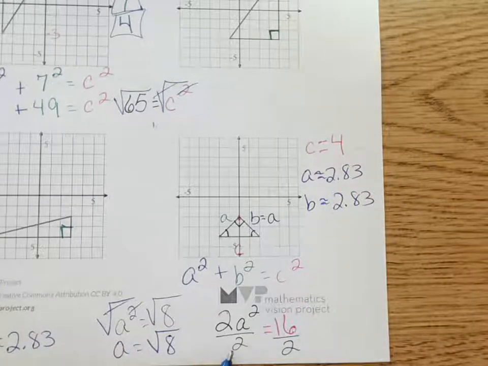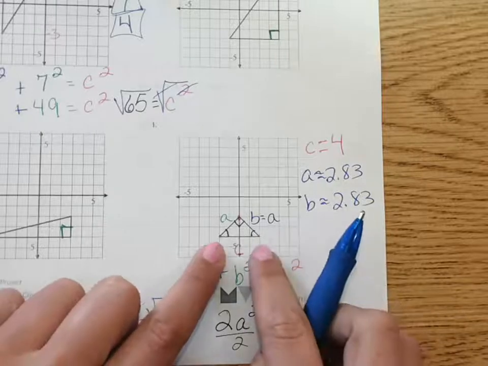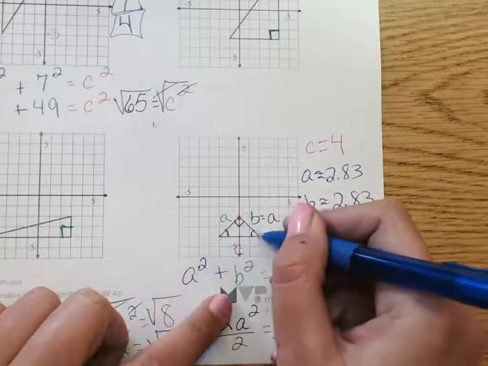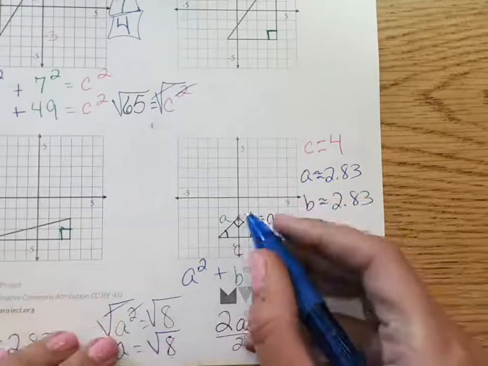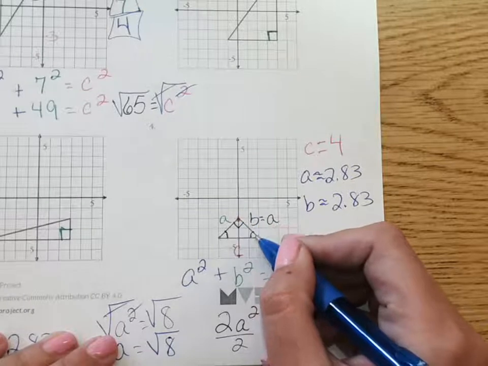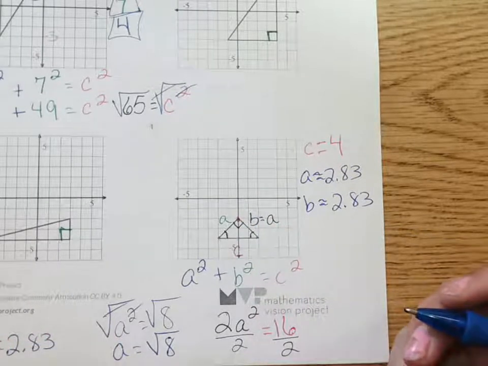Okay, does that make sense? If not, side A is the same length as side B. Okay, I can count 2 squares, 1, 2. On the other side, I can count 2 squares, 1, 2. Okay, they're the same length.